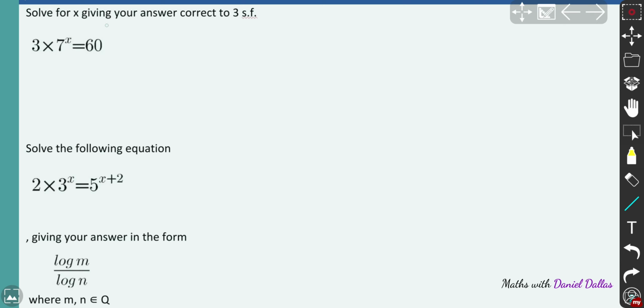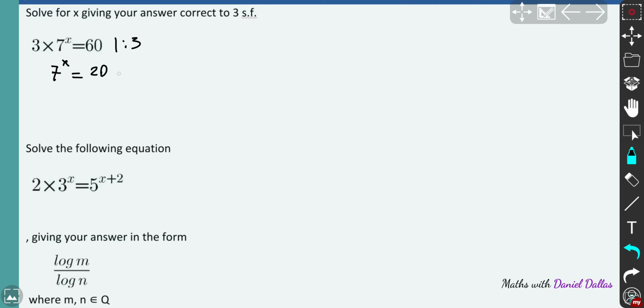So solve for x, giving your answer correct to 3 significant figures: 3 times 7 to the power of x equals 60. All right, so the way, as you remember, first of all, we need to leave alone the left part with the power of x, definitely. So that's why we divide both sides by 3, in order to leave 7 to the power of x on the left side. What about the right side? 60 over 3 is 20.